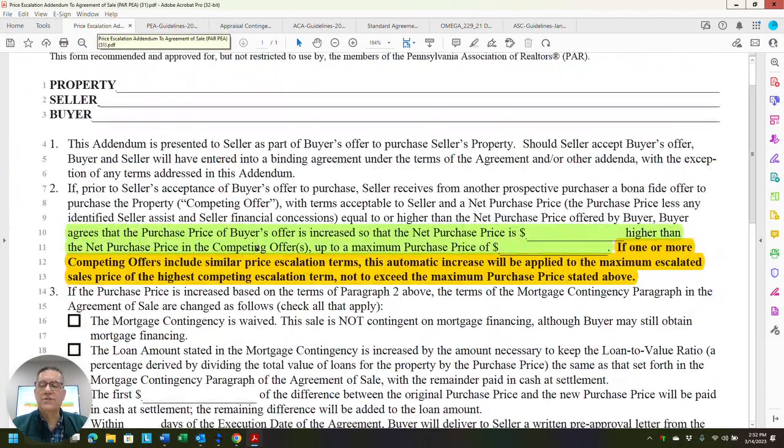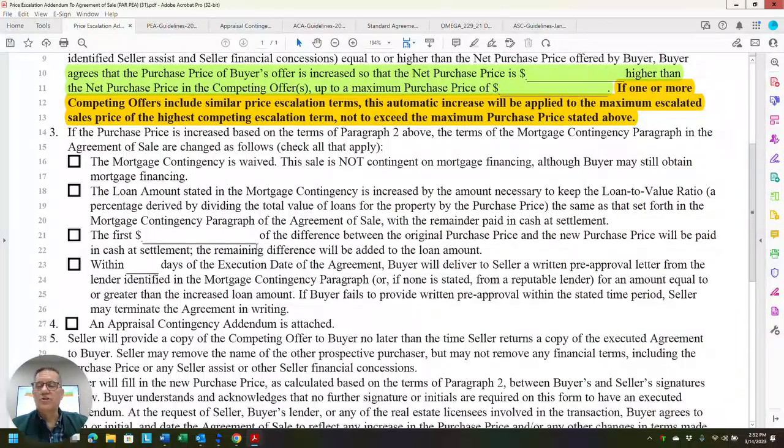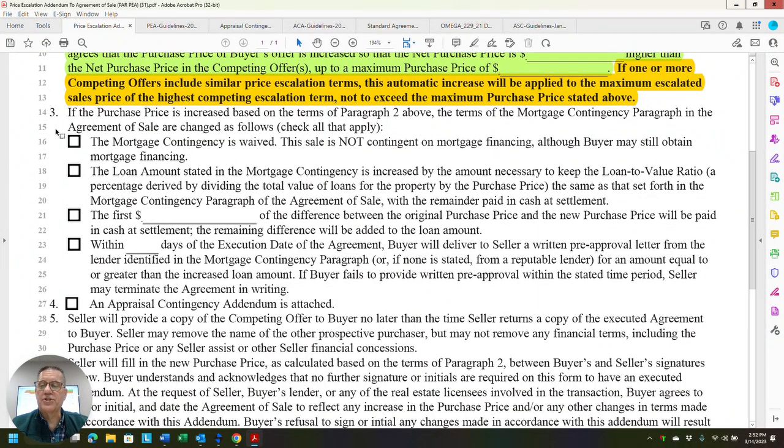Going back to the form itself, you then also have to select in this section here with these 5 boxes, what are you going to do? When I do these, the mortgage contingency is waived. This sale is not contingent on a mortgage. If you've got a buyer who waived it on the original contract, it remains waived here.